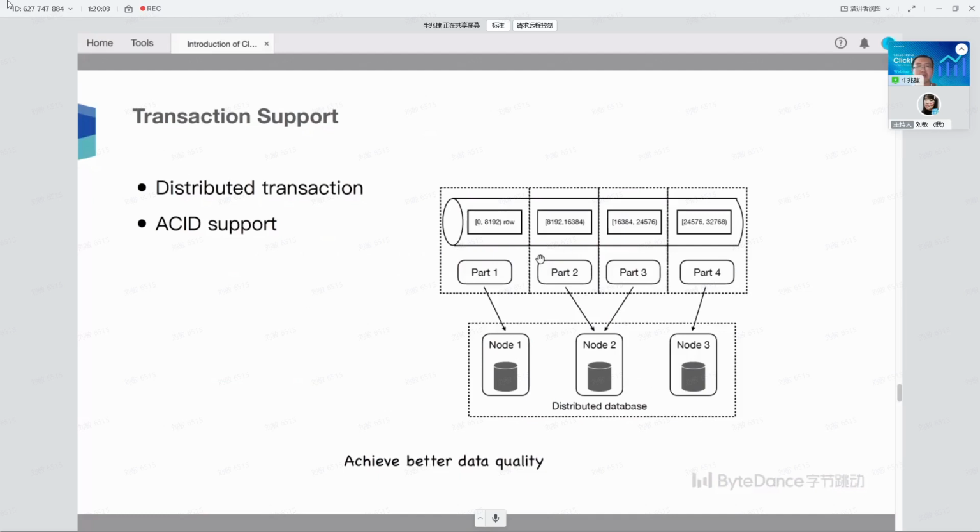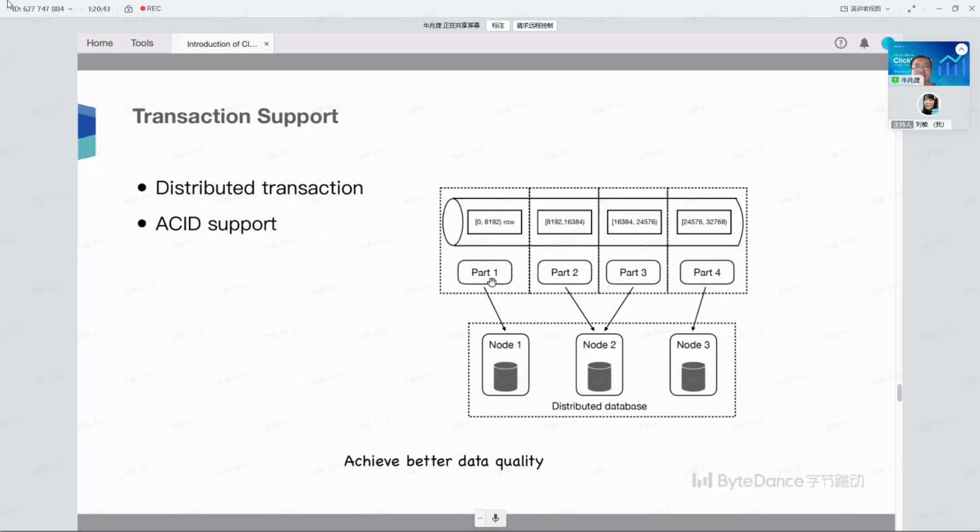Let's take a look at an example. If we don't have ACID support, what will happen? We know this is the process of how insert works in ClickHouse. If we have a large amount of data, then all of the data will be split into different parts and written to the storage system. Those parts will be written into different nodes. So how do we make sure all those parts can be seen at the same time?